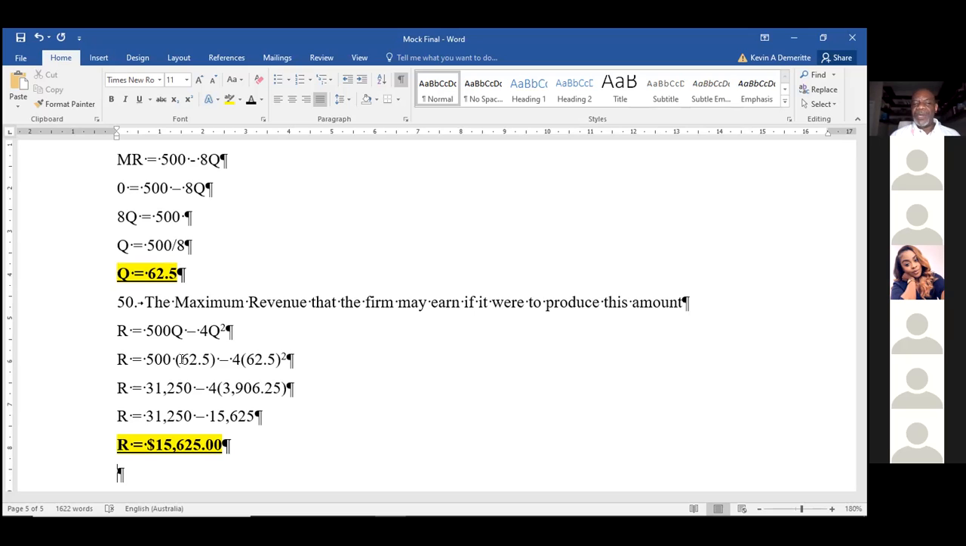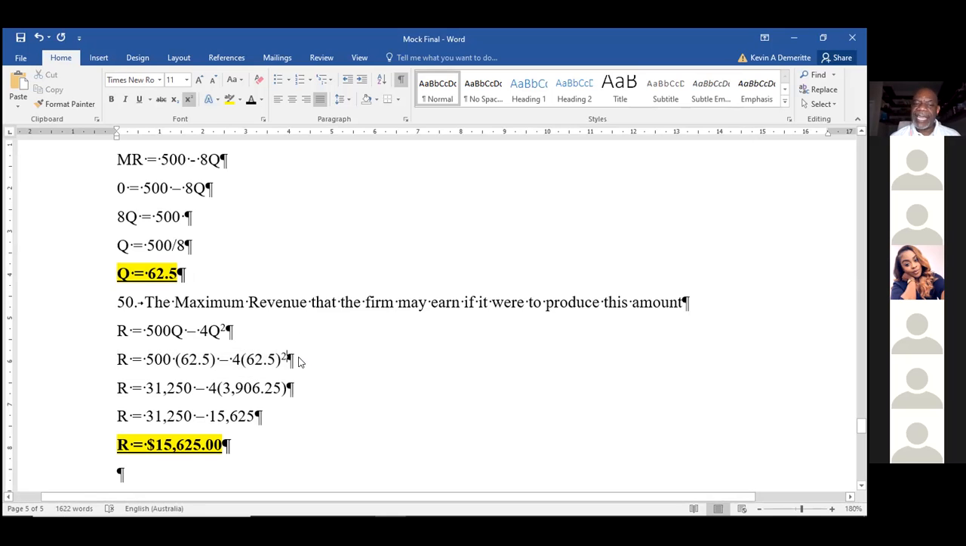So we take our revenue equation, 500Q minus 4Q squared, and wherever we see Q, because we know Q is supposed to be 62.5, wherever we see Q, we stick in 62.5. So we end up with 500 times 62.5 minus 4 times 62.5 squared.